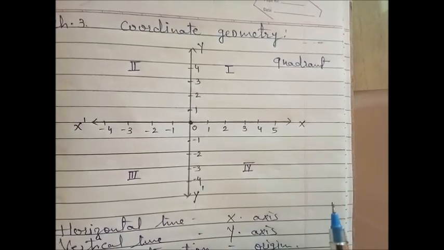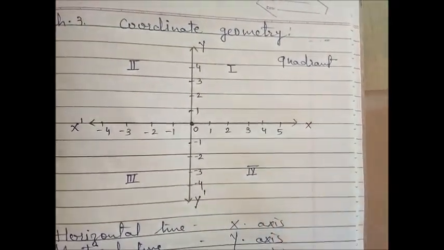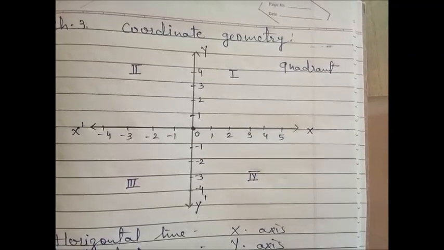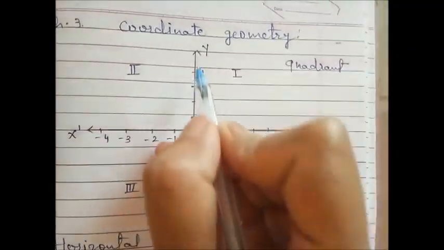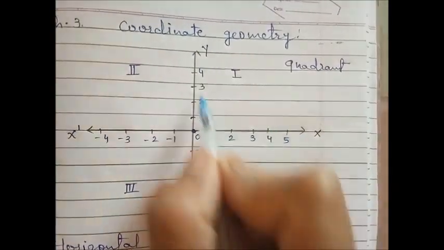Now let's identify in which quadrant what will be the value of x and what will be the value of y. Now for the first quadrant, this will be the x and y, right?